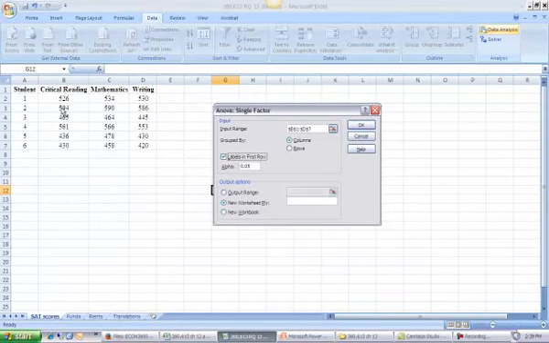Since my data is grouped in columns, not grouped by student, and I'm concerned with whether or not there is a difference in the 3 tests, I have to group it by columns. My output, I want to put here on this same worksheet. I'll put the answer right there and click OK.